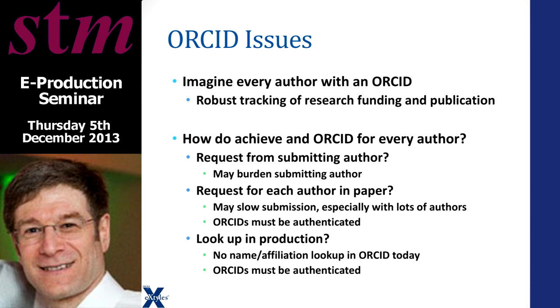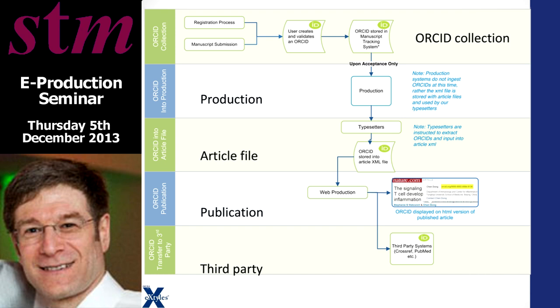So what happens in a few journals that have gone ahead and implemented ORCID, this is a slide from a presentation by Nature that was given earlier this fall, is they're collecting them at submission. They take them into production, and they're sort of running in parallel, but ultimately they hand the package off to their typesetters, and typesetters are instructed to extract ORCIDs and input into the article XML. Well, that's one slide.